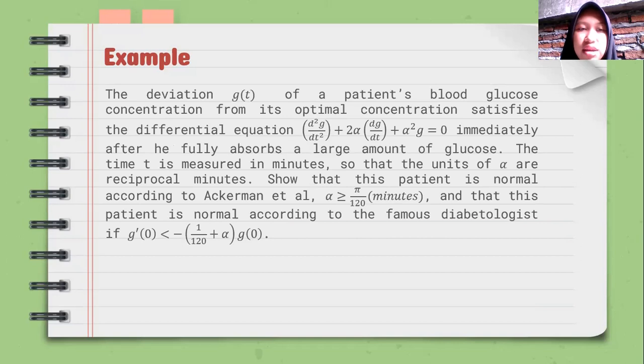Immediately after he fully absorbs a large amount of glucose, the time t is measured in minutes, so that the unit of alpha is reciprocal minutes. Show that this patient is normal according to Ackerman et al. if alpha is greater than or equal to pi over 120 minutes, and that this patient is normal according to the famous diabetologist if G prime(0) is less than minus (1 over 120 plus alpha) times G0.